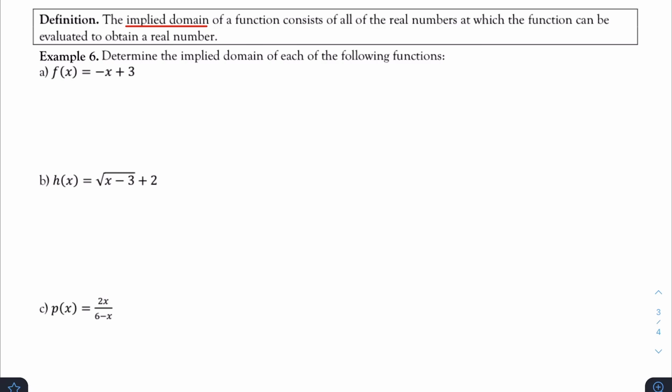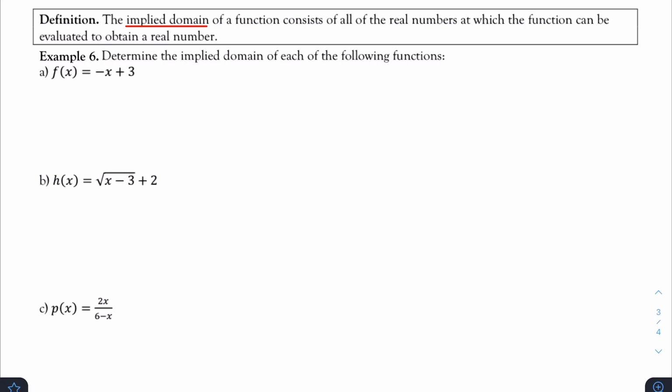We know how to take the square root of a negative number. We know that that would often give us an imaginary number. But we only want to talk about real numbers from now on. So let's go ahead and look at part A of example 6. Determine the implied domain of the function f of x is equal to negative x plus 3.